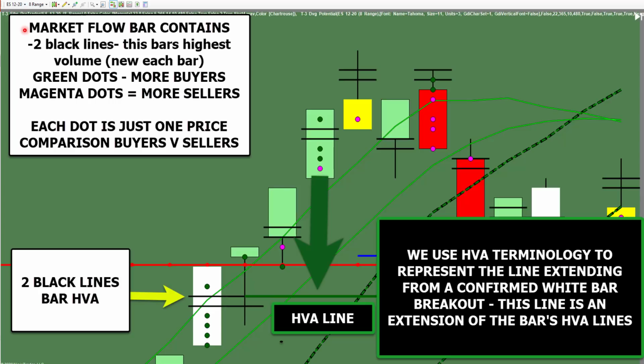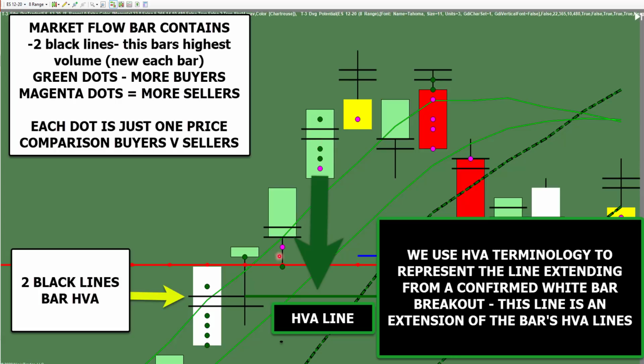The first thing I want to do is break down the bar structure. What we're going to see is two black lines on every single bar. And just to circle those for you so you can see them, these two little black lines represent the highest volume inside of that bar itself.